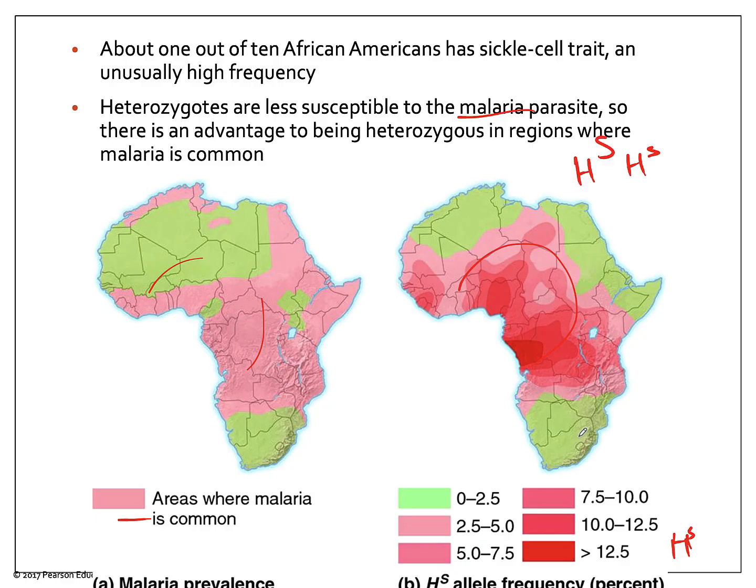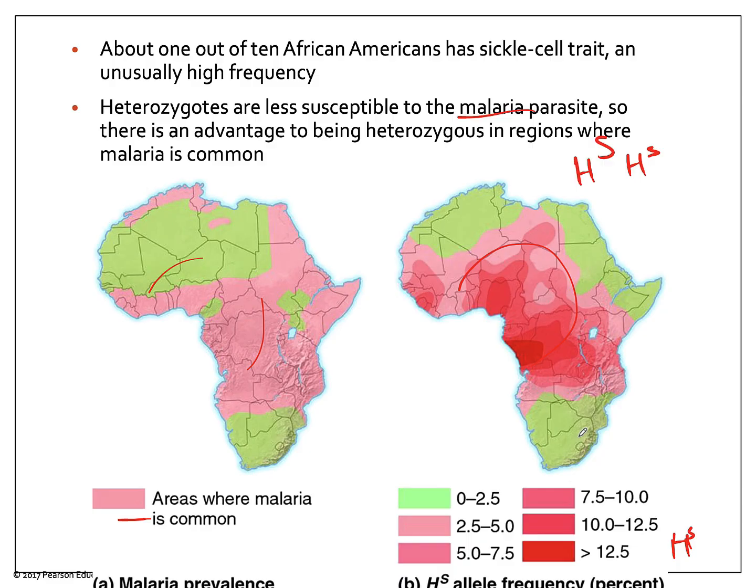Malaria, when it goes through a life cycle, has to actually reproduce in red blood cells, and it can't get into the sickled red blood cells. And so this is one of the reasons why the frequency of this disease is still very high, because having sickle cell trait makes you less likely to die of malaria.